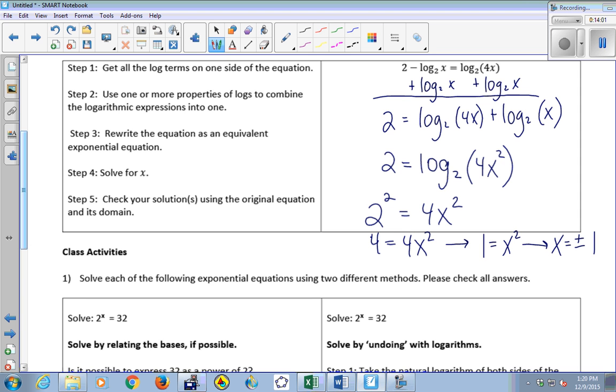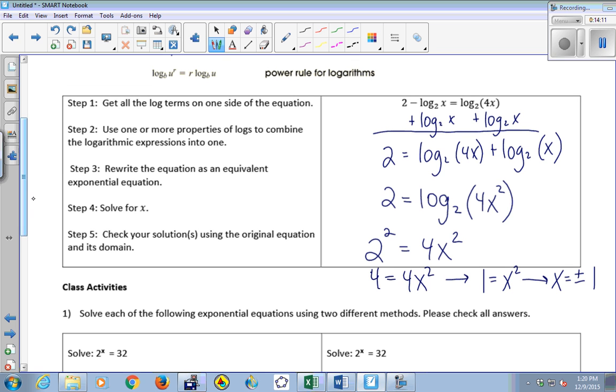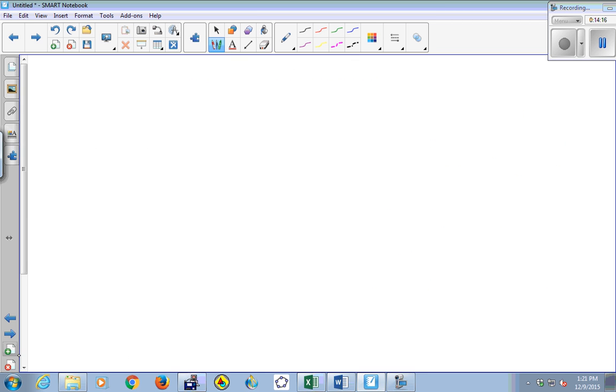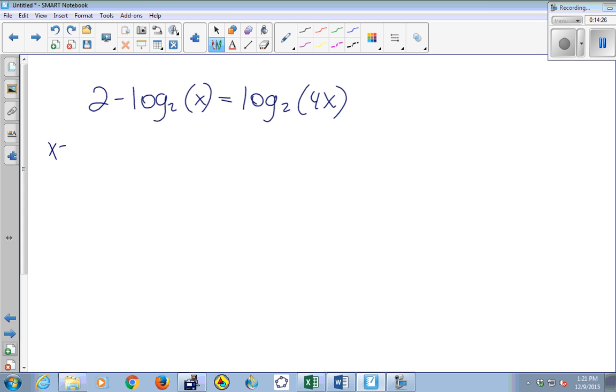Let's check our solutions, especially when you get two solutions. You got to check them because one of them might not actually be a solution. Okay, so let's go back to our original equation. 2 minus log base 2 of x equals log base 2 of 4x. And let's check x equals 1. So I'm going to put in 1 for all my x's. So I have 2 minus log base 2 of 1. Does that equal log base 2 of 4 times 1?